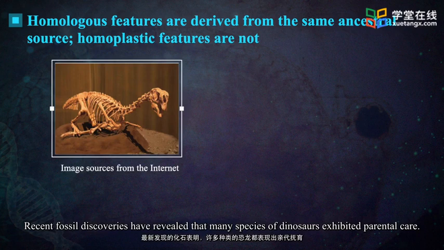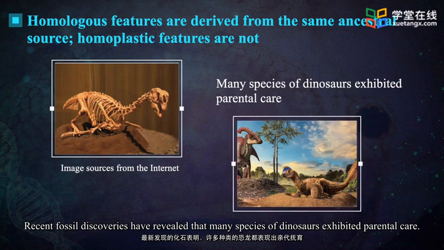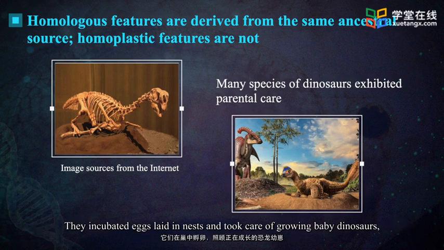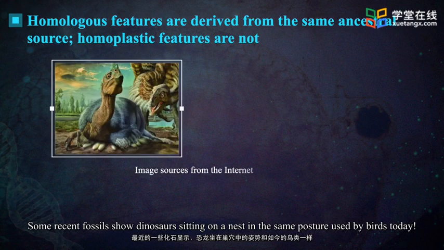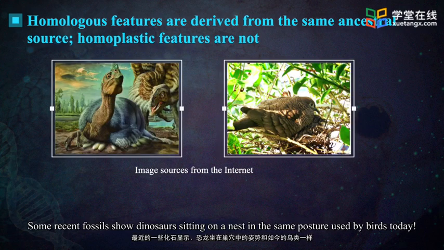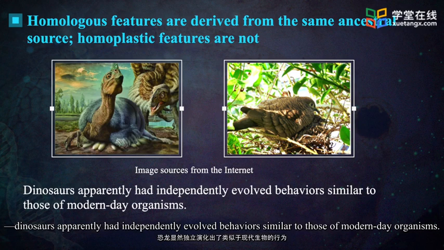Recent fossil discoveries have revealed that many species of dinosaurs exhibited parental care. They incubated eggs laid in nests, and took care of growing baby dinosaurs, many of which could not have fended for themselves. Some recent fossils show dinosaurs sitting on a nest in the same posture used by birds today. Initially, these discoveries were treated as remarkable and unexpected. Dinosaurs apparently had independently evolved behaviors similar to those of modern-day organisms.